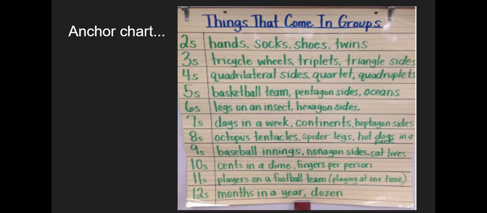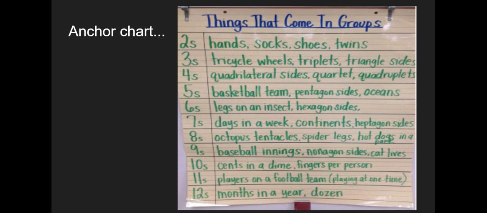Here's an anchor chart that we can use that has lots of things that come in different groups. And when we think of things that come in groups, we want to think of things that usually come in that number. So socks usually come in a pack of 2 socks to the pair. And tricycles usually have 3 wheels on the tricycle. Some of you might say, what if somebody puts training wheels on a bike? Then it doesn't have 2 wheels, it has 4. And that's true, but that's kind of unusual, right? Someone would have to put training wheels on the bike. When we think of bikes in general, we think that they have two wheels.